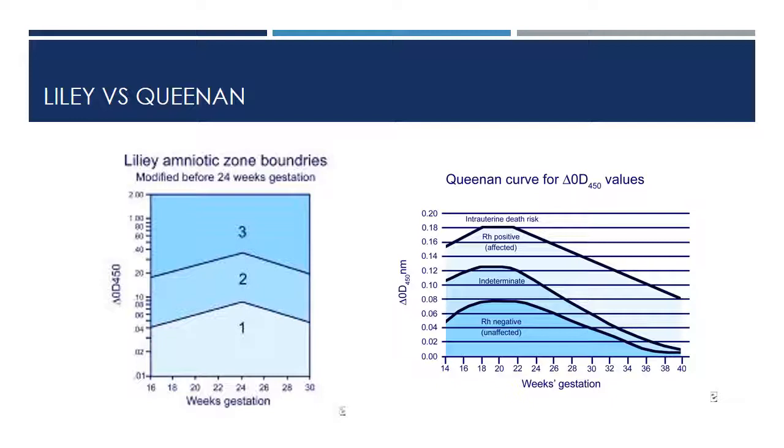both the Lilly graph and the Queenan graph just give you the basic ideas of what the danger is for the fetus, okay? What's the most likely case that they're having some kind of condition going on. So you don't need to use these graphs. These are plotted by the instruments for us, but you do need to know what they're used for, okay? The Lilly and the Queenan curves.